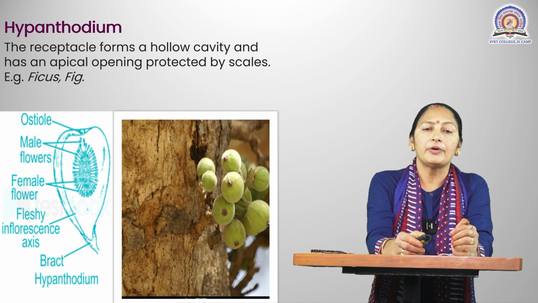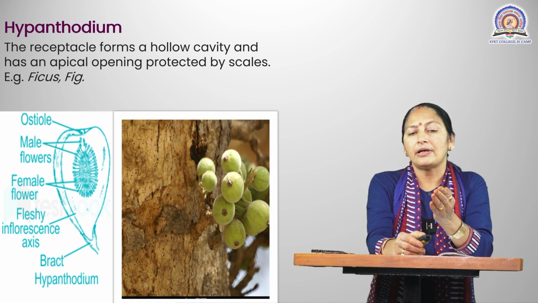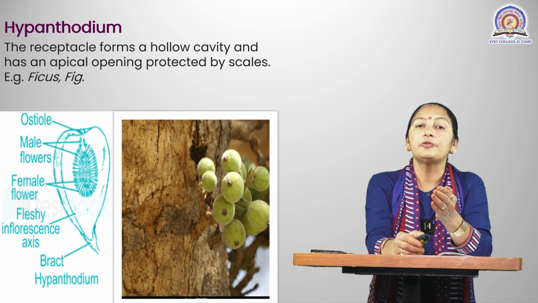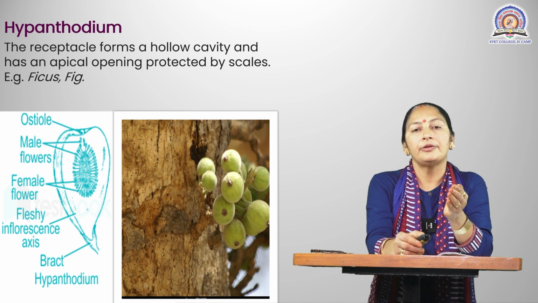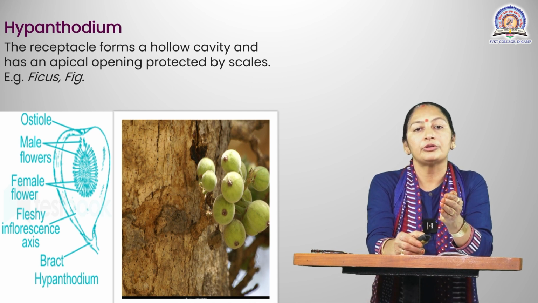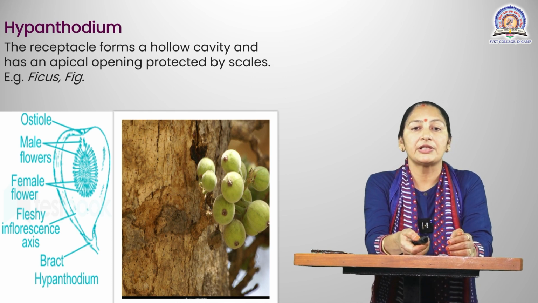The flowers are arranged on a bract, and this whole structure is the ficus tree. This is the flower arrangement. It looks like a fruit, but it is not a fruit. Inside this fruit-like structure, the male, female, and sterile or gall types of flowers are arranged inside a cup.